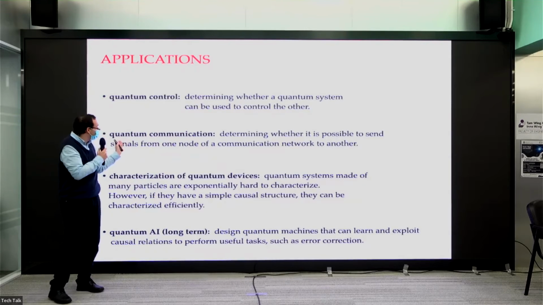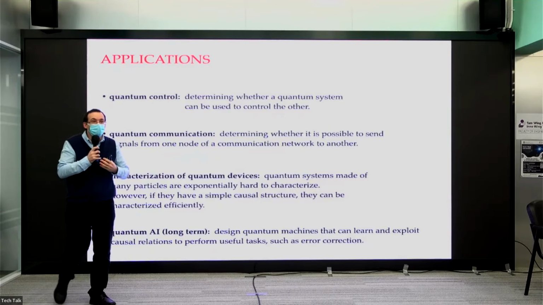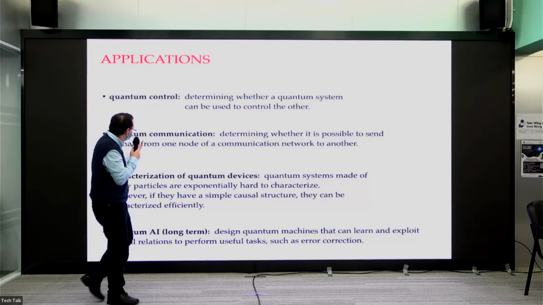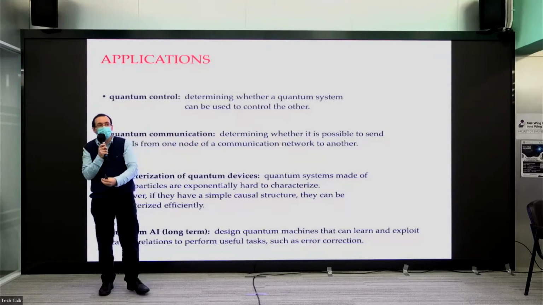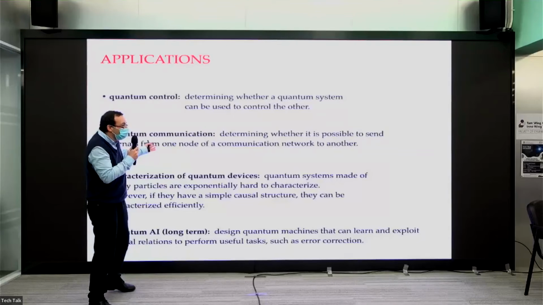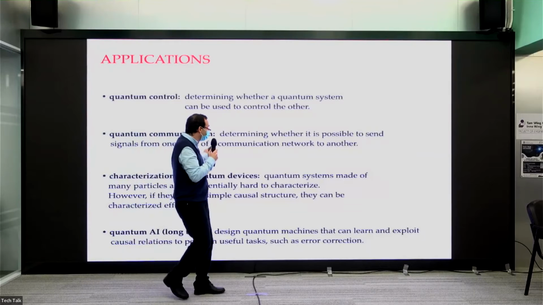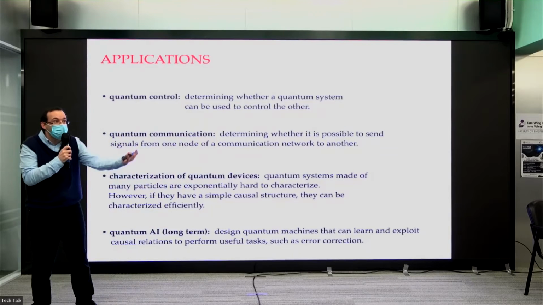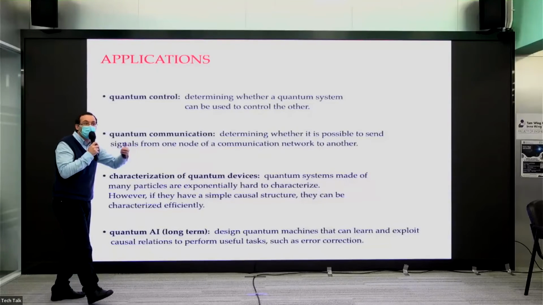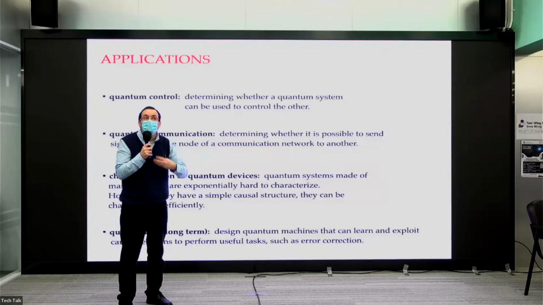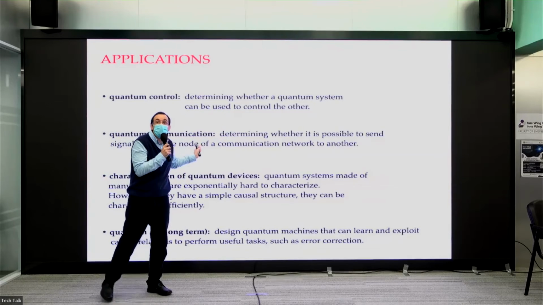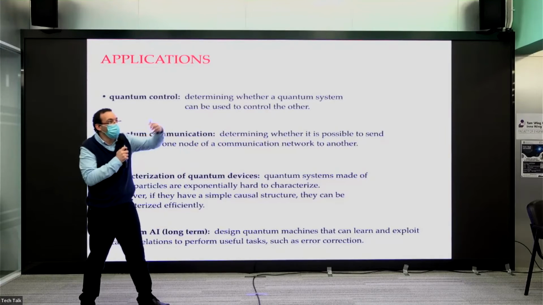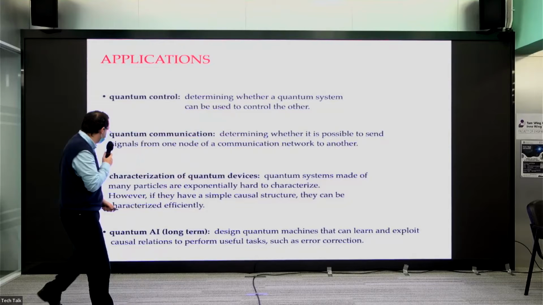Same philosophy also for quantum communication. Imagine that somebody has built a quantum communication network, and you want to know if you can send a signal from one node of the network to another. And again, you want to check if there is such a connection. So testing for a communication link between one place and another is another example of testing for a cause-effect relation. You want to see if your input can change the output on the other side of the network.